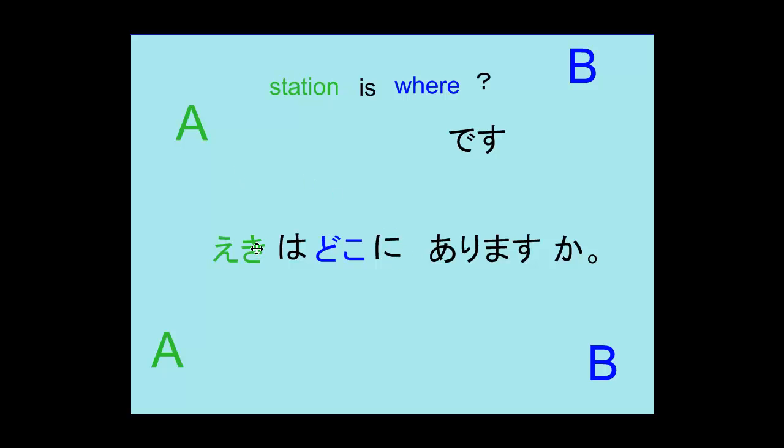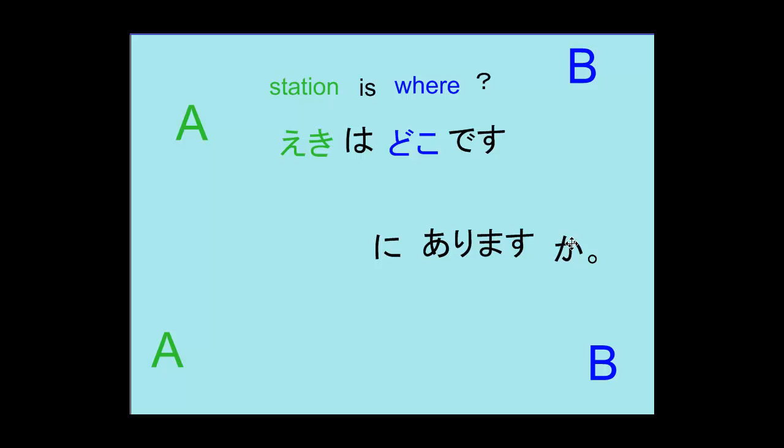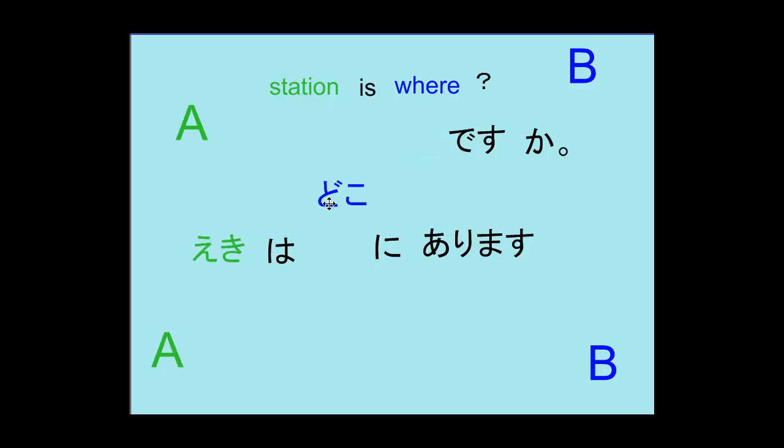Let's just put that one back together. So the A is B would be eki wa doko desu ka? Eki wa doko desu ka? No need for particle ni. But if we choose to do it this way, we go eki wa, and then we've got to make sure that after the where, that's the place we put the location particle ni. So arimasu, and then ka makes it back into a question. Eki wa doko ni arimasu ka?